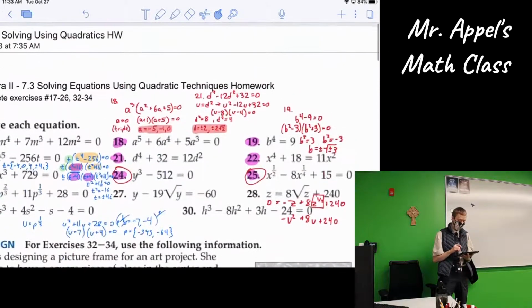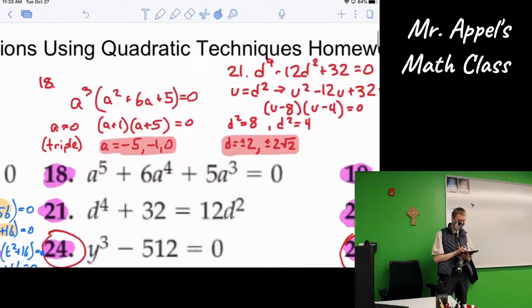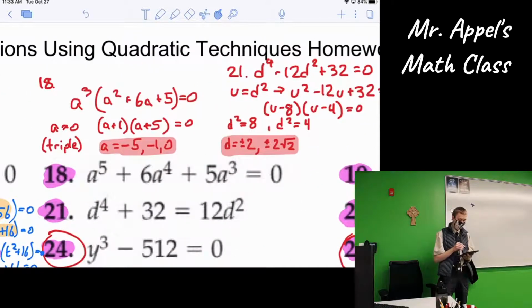Let's see, 18, I believe I stuck up here. 18, same thing, GCF first, and then you've got the a cubed there. That's going to give you a triple a equals 0. This guy factors to 1 and 5, so you get -5, -1, and 0 on your list.